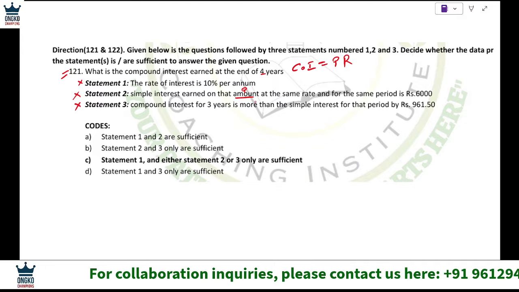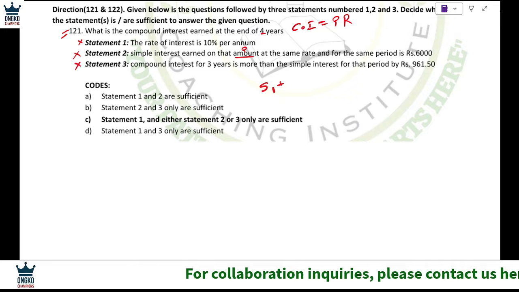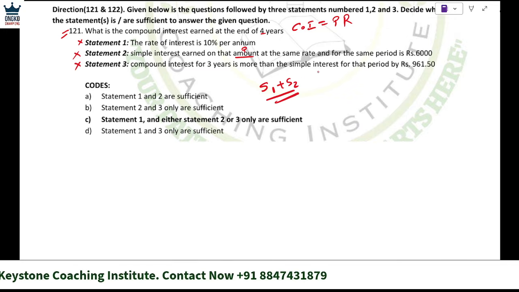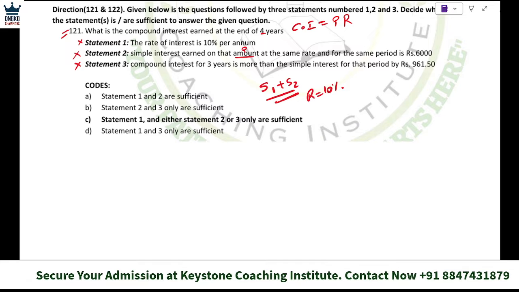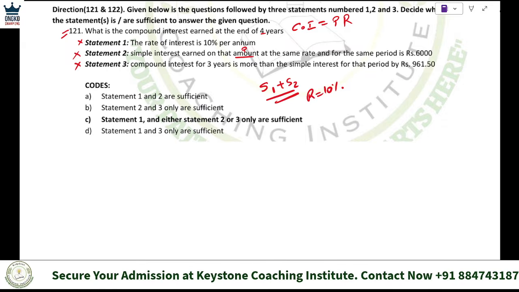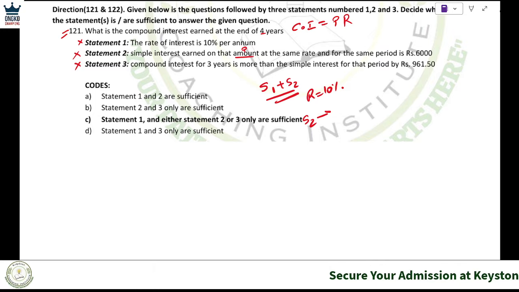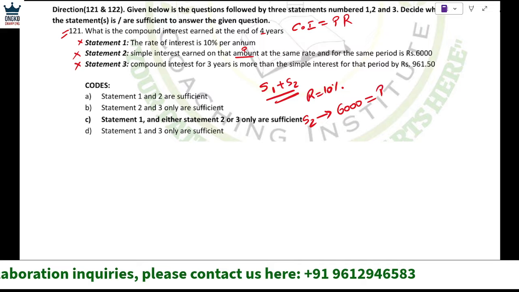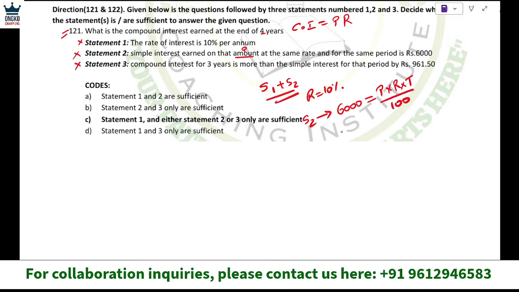Let's check statement 1 plus statement 2. Statement 1 gives the rate as 10%. Statement 2 gives the simple interest earned on that amount for the same rate and the same period, 4 years, as 6,000 rupees. The formula for simple interest is principal into rate into time by 100. So 6,000 equals principal into 10 into 4 by 100.